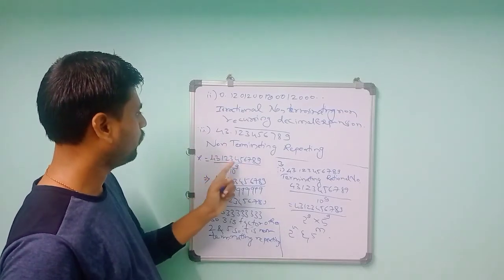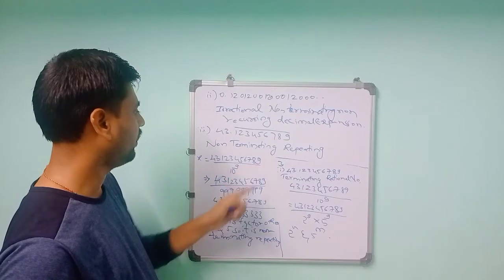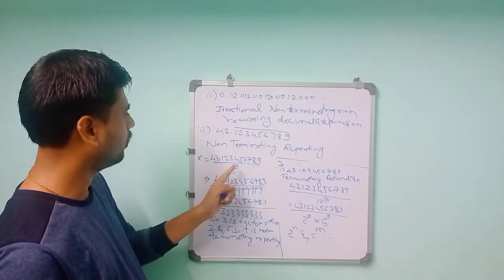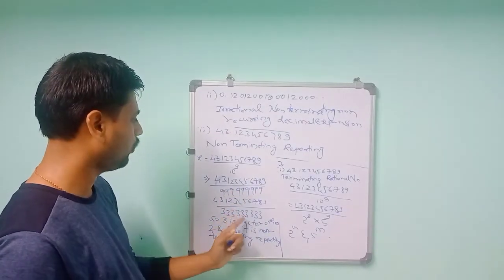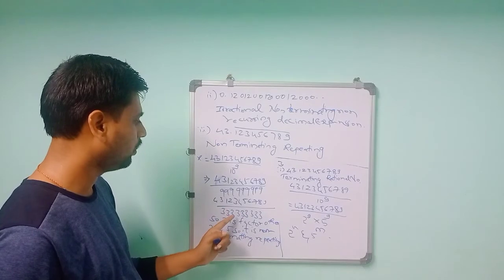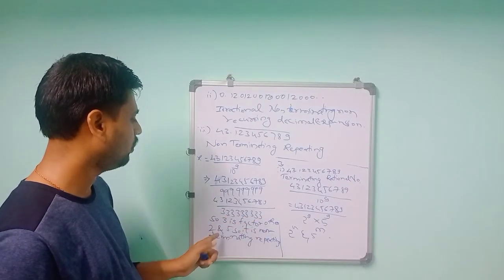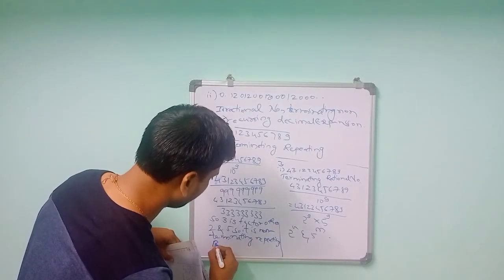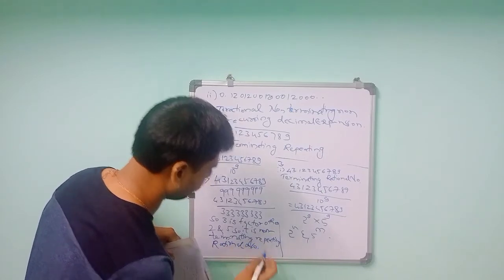So next, 43123456789 divided by 10 raised to 9. If you multiply by 10 raised to 9, this 10 raised to 9 will go. And why I have taken 9 here is because 9 numbers are there. So I have taken the factors of 9. The factors of 9 are 3, it will come in the form of 3, 3. So 3 is a factor other than 2 and 5, so it is non-terminating repeating. It is a rational number.